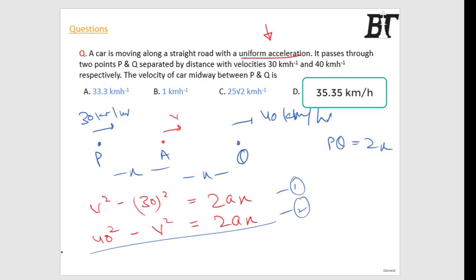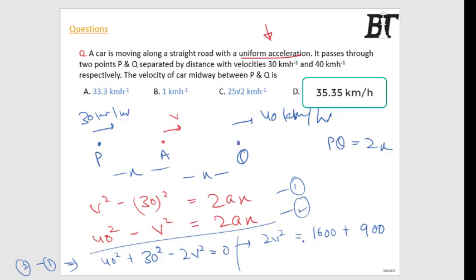Now I simply subtract these two equations, that is equation 2 minus equation 1, and it gives me 40 square plus 30 square minus 2v square is 0. It means what? 2v square is 40 square 1600 plus 30 square 900.